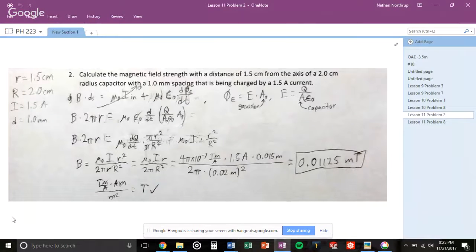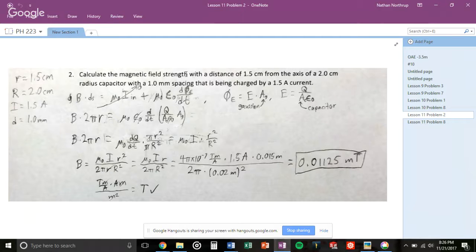Hello, class. This is problem number 2 on the group work assignment, which says: calculate the magnetic field strength at a distance of 1.5 centimeters from the axis of a 2 centimeter radius capacitor with 1 millimeter spacing that is being charged by a 1.5 amp current.